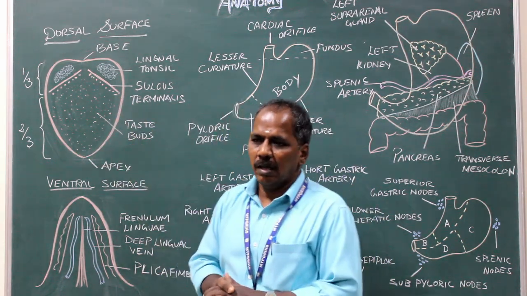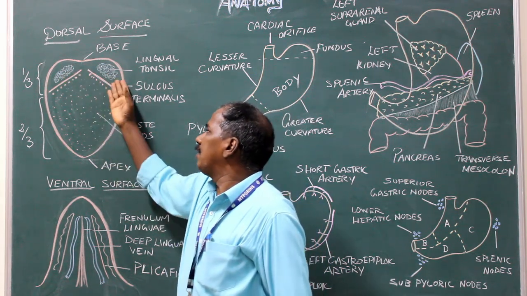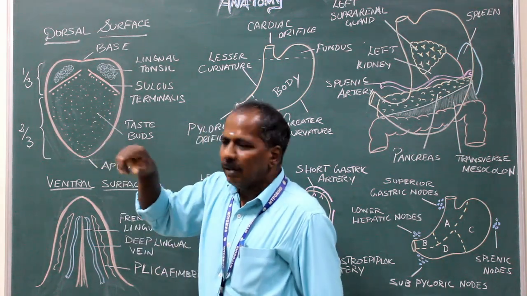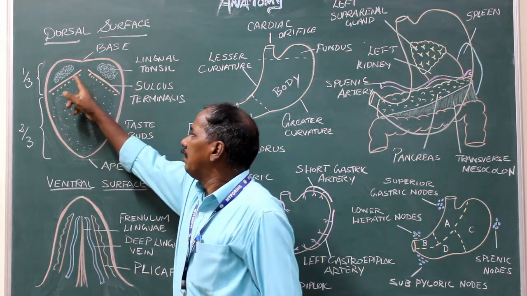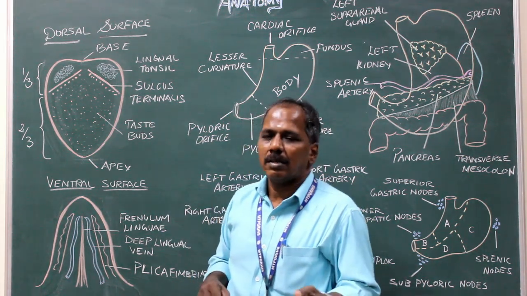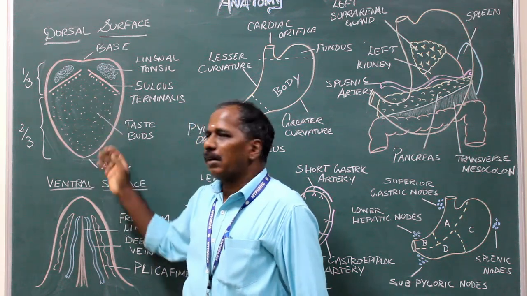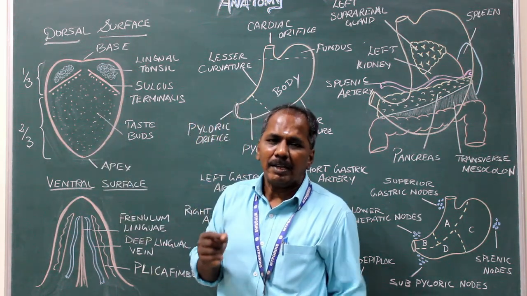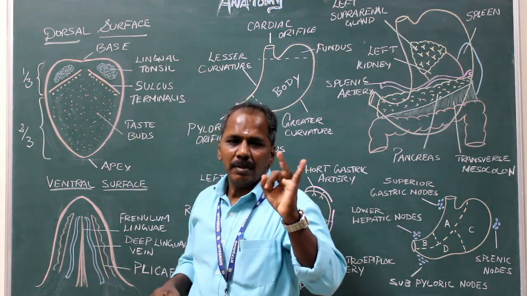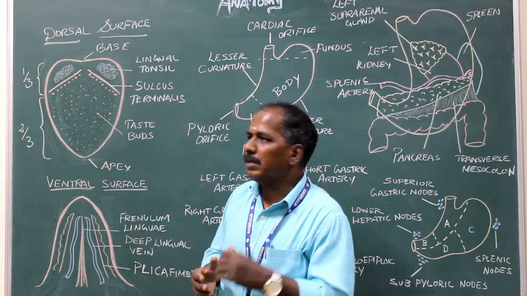Dorsal surface. It is divided into anterior 2/3 and posterior 1/3 by an inverted V-shaped groove known as sulcus terminalis. The anterior 2/3 of the dorsal surface is rough and contains taste buds: vallate papillae, fungiform papillae, and filiform papillae. Three types of taste buds.